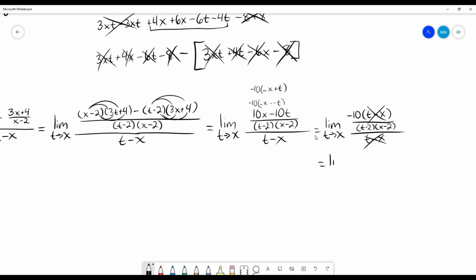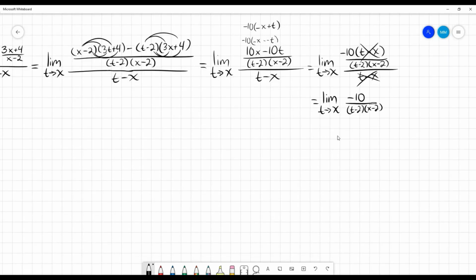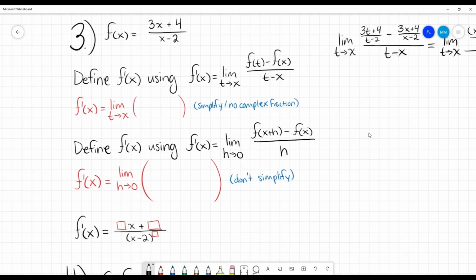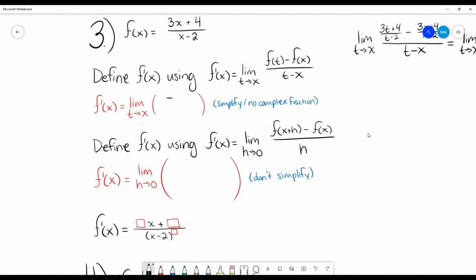So now I'm left with, as t approaches x, a negative 10 over (t minus 2) times (x minus 2). And we see it's still a fraction, but that's okay. It's no longer a complex fraction, so that's what we wanted. So that's what they want in here. That was a negative 10 over (t minus 2)(x minus 2). So look at that, we've managed that.